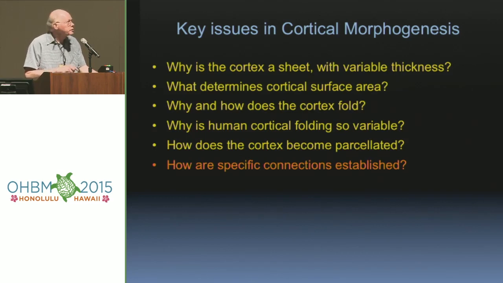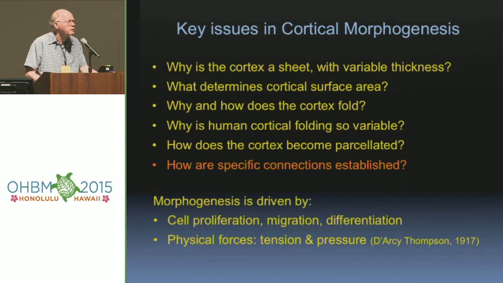So general questions that we want to explore. Why is the cortex a sheet of tissue, whereas other structures are more blob-like? What determines how much cortex we have, and why and how the cortex folds, and why is it so variable in humans, and how does the cortical parcellation occur? We'll touch upon those. We don't have answers for most of the questions, but we have a context for thinking hard about them. Another hugely important question is how the specificity of connections is established, and that's something that is outside our scope to talk about, just to mention that it's on our wish list of things we could address.